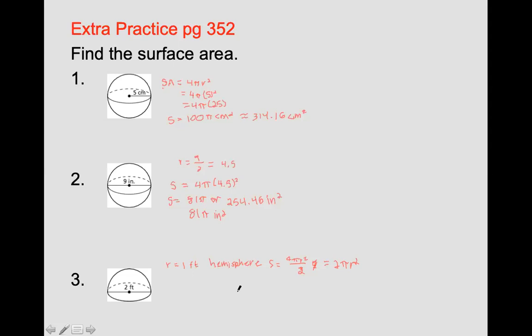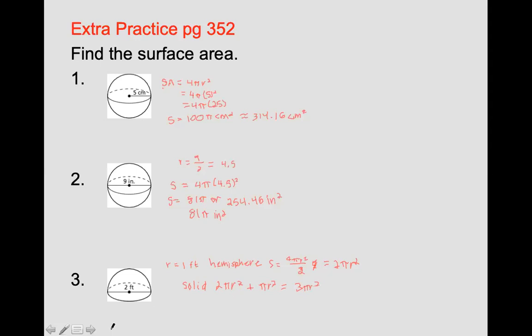So for the solid then, we're going to have that 2 pi r squared, that's the hemisphere surface area, plus we're going to have the area of the base, which is a circle. So that's going to be pi r squared, for a total of 3 pi r squared is the formula we're going to use.